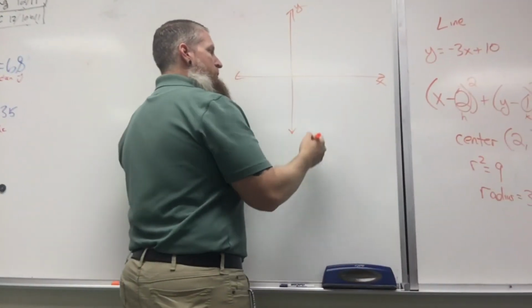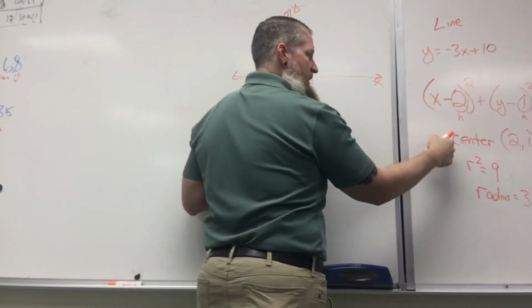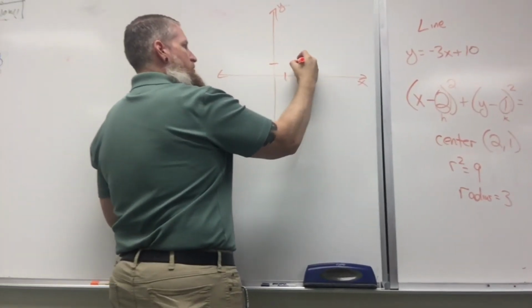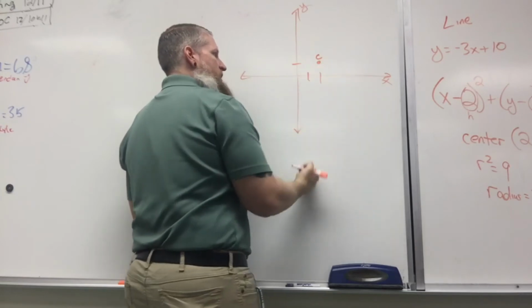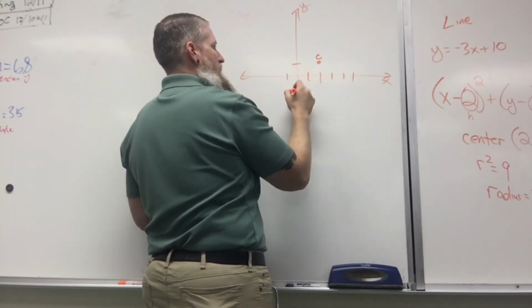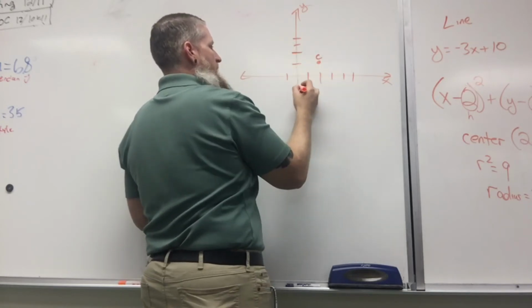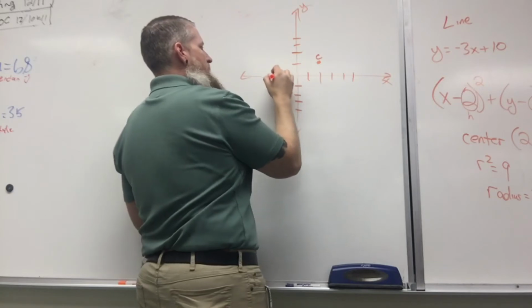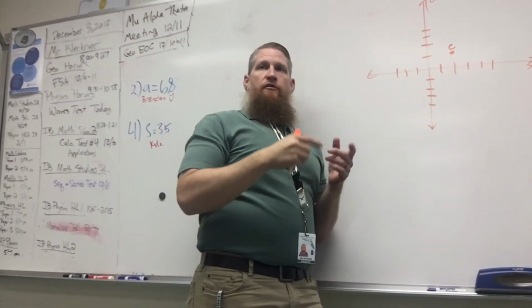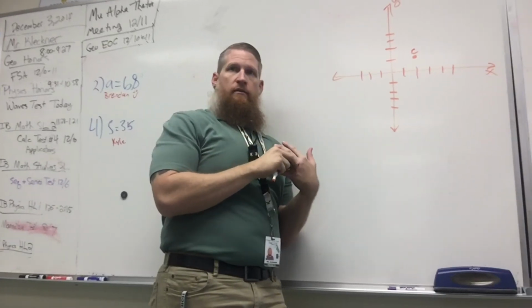The things that I would be checking if this was some kind of test is I would want to see that center point plotted correctly. So I would go 2 over on the X, 1 up on the Y. Here's my center point, 2, 3. Okay, and then the other thing I would want to see is points from that center that are exactly 3 spaces away.